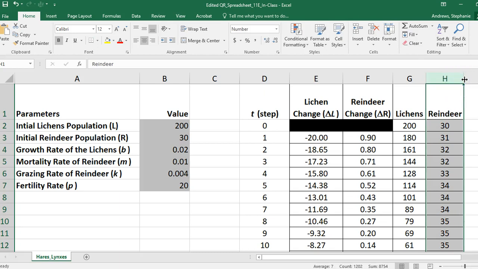Back at question 5, it says take care that you place all the information in there appropriately. And I'm going to go ahead and save this information. And then it says, according to the spreadsheet, what happens to the lichen and the reindeer populations.